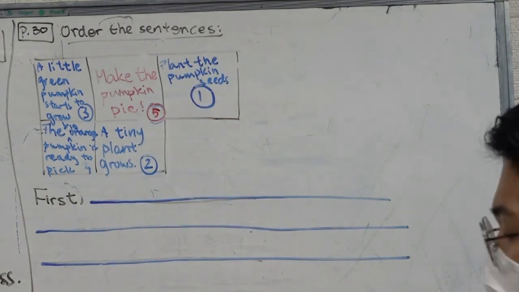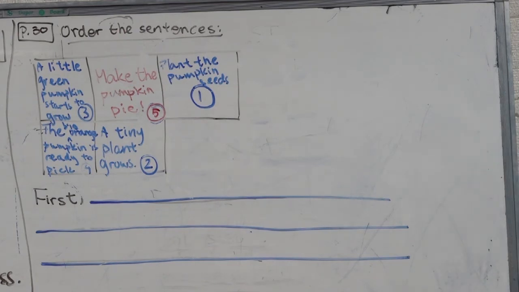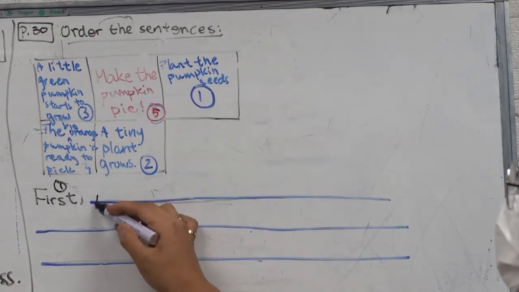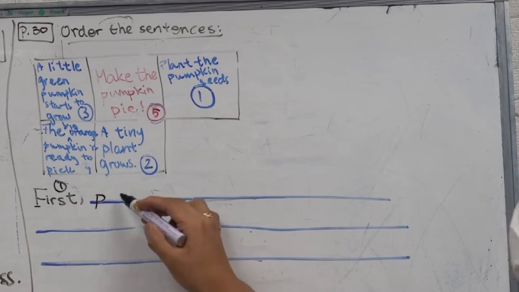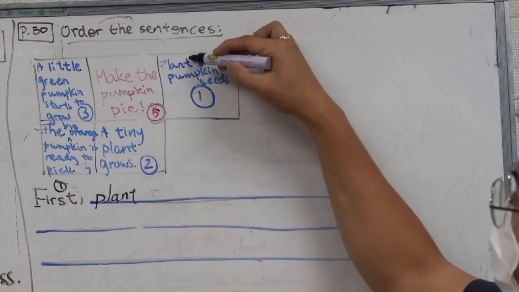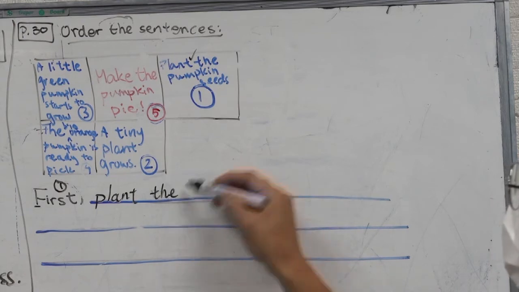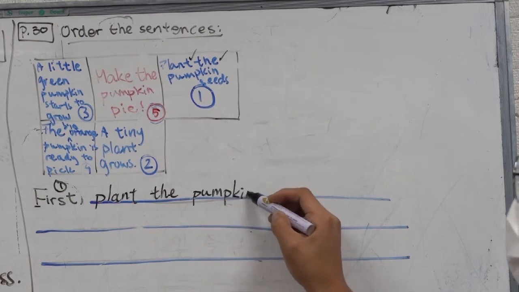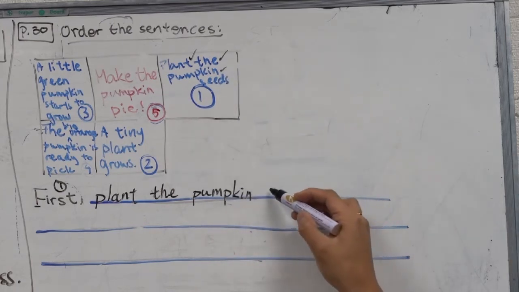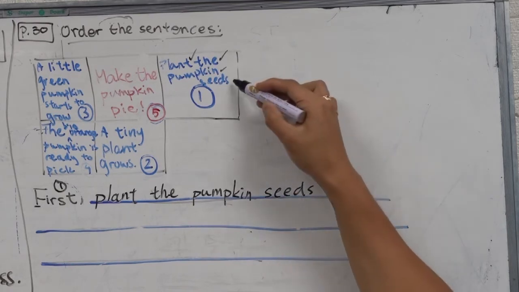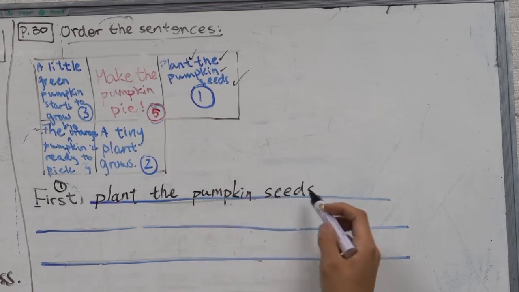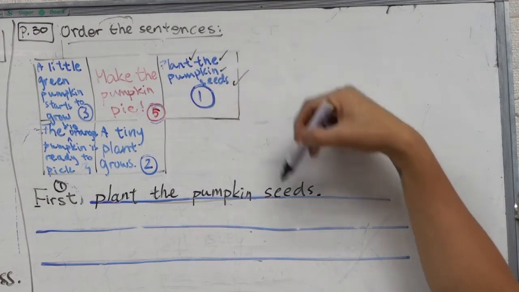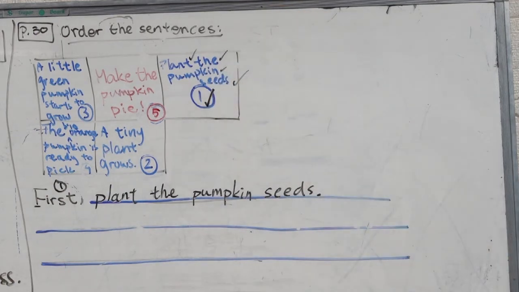So I will use my beautiful black pen this time. I think it works now. So first, number 1, plant the pumpkin seed. I'll write down small p, of course, because already big F. So plant, yes, already finished this word. The, finish this word. Pumpkin, very good. And then seeds, very good. First, plant the pumpkin seeds, and then that's the end, right? Full stop. So first, plant the pumpkin seeds. Is it the same? Yes, so we finished picture 1 already.